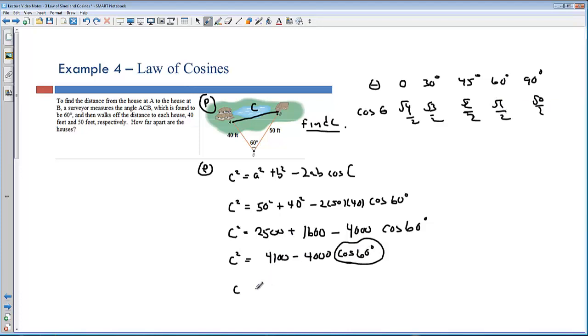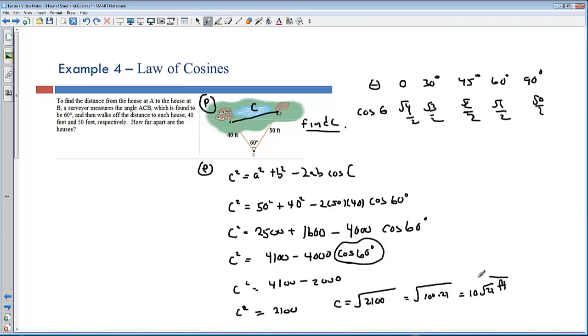And so I can actually show that C squared is equal to 4,100 minus 4,000 times 1/2, which is 2,000. And of course then C squared is equal to 4,100 minus 2,000, which is 2,100. And then we can take the square root of both sides. So C is going to be equal to the square root of 2,100, which you can simplify a little bit, because that's 100 times 21, and the square root of 100 is 10. So that's actually 10 root 21, and this would be feet. So that's my final answer.